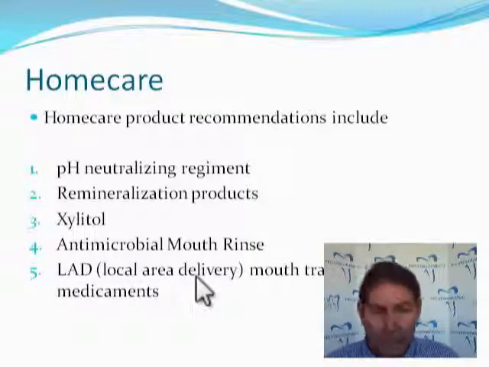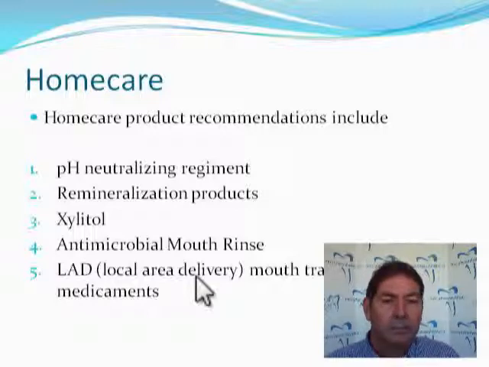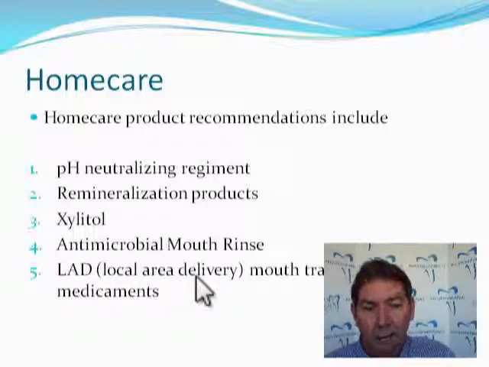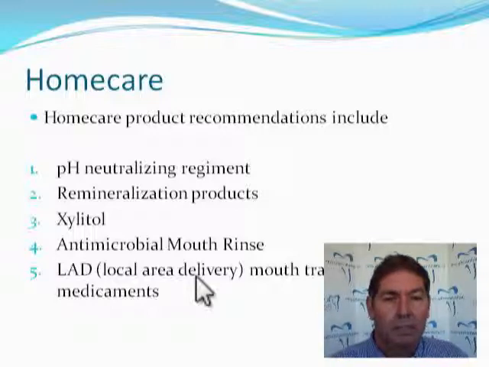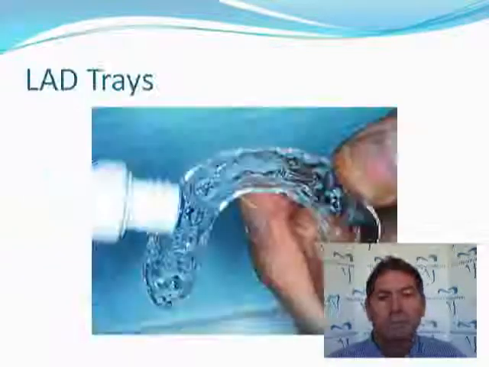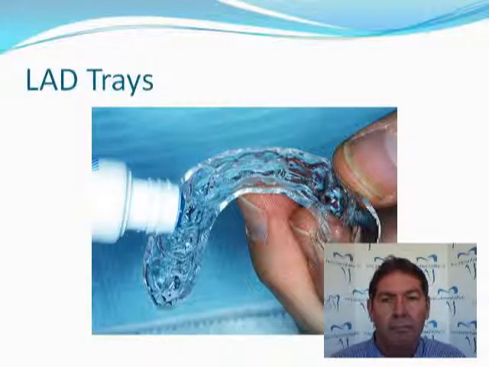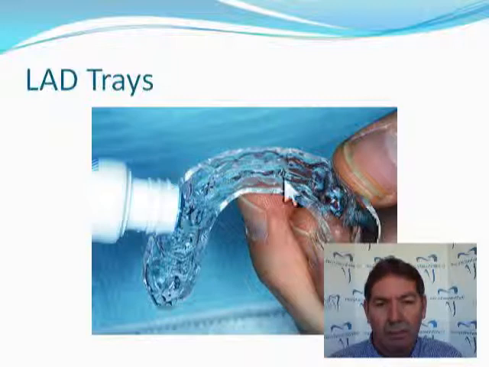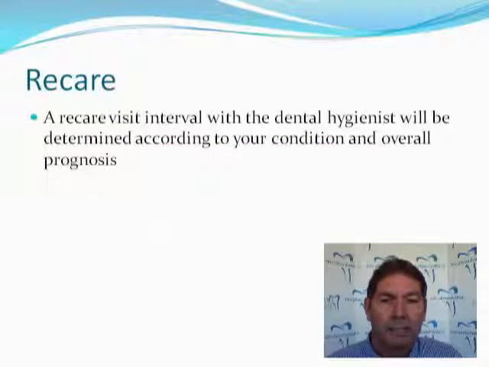We're probably always going to use trays. You're probably familiar with bleaching trays or mouth guards. We're going to use trays with various medicaments, fluorides, and other things to protect the teeth on a daily basis. You have to do this when you have a constant acid challenge. This is what a LAD, local area delivery tray, looks like, and this is a gel being placed in the tray that can be worn for 10 minutes, morning and night, something like that.